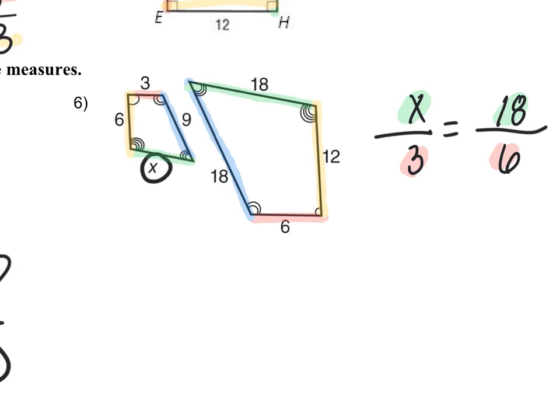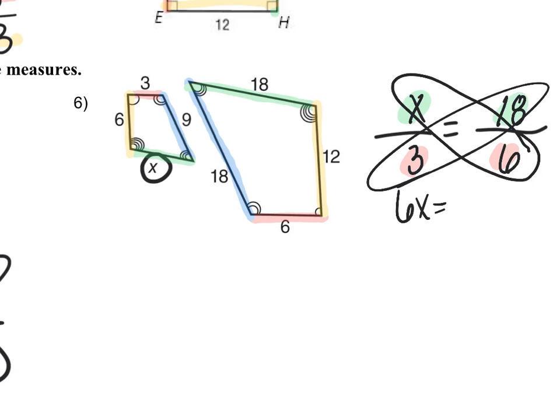I can see it again, but we're just going to cross multiply. 6X equals 18 times 3. 18 times 3 is 54. Divide both sides by 6. X is going to equal 9.